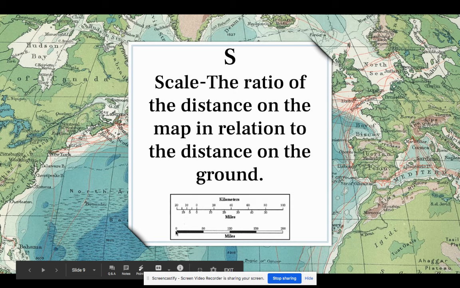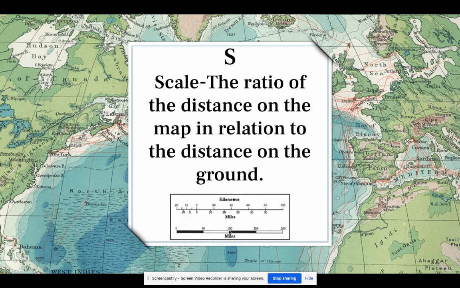So you could physically take a ruler, and if you were to measure this distance on the map from here to here, you would know that that's actually 100 miles on the ground. So it looks like about 2 inches to me. That would equal 100 miles on your map.